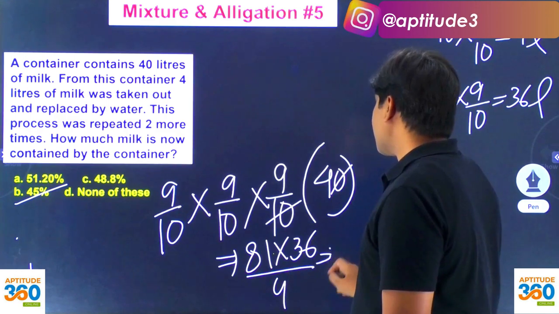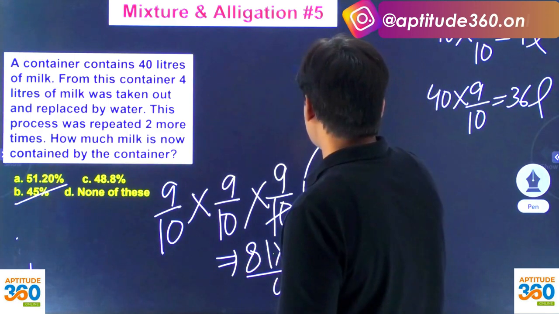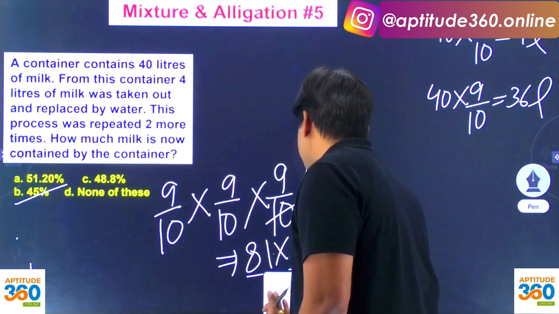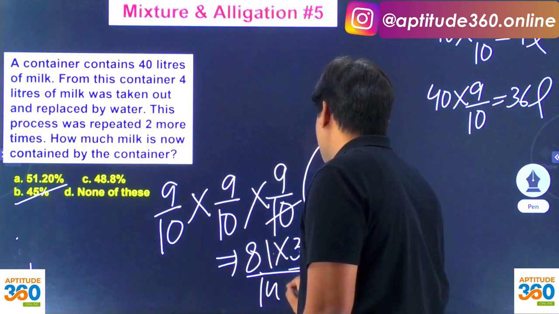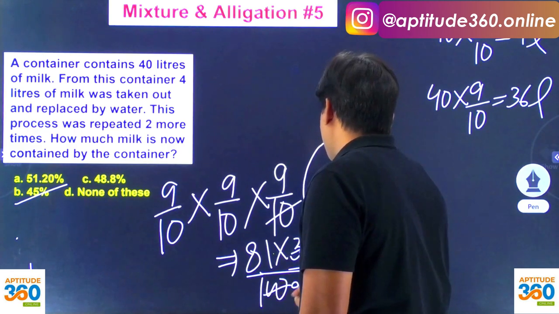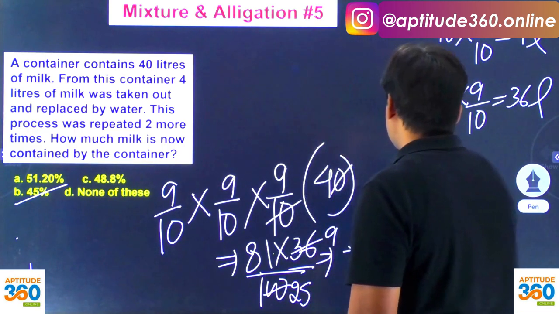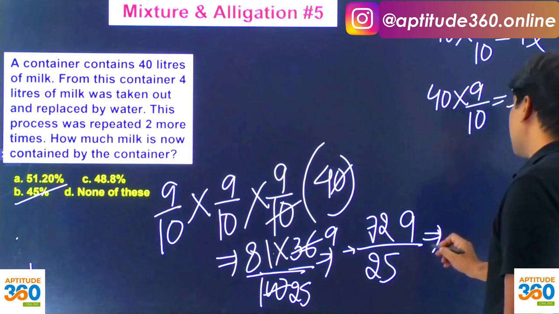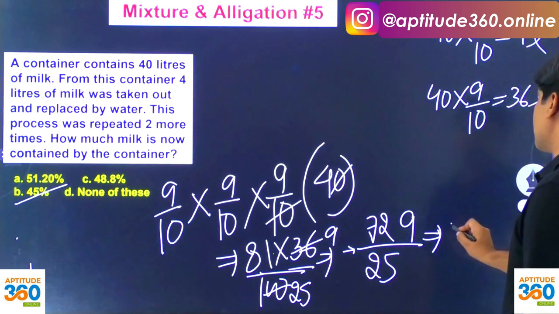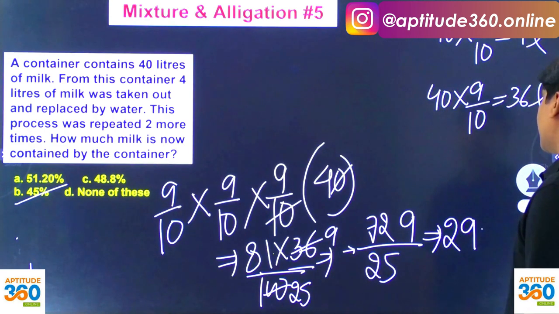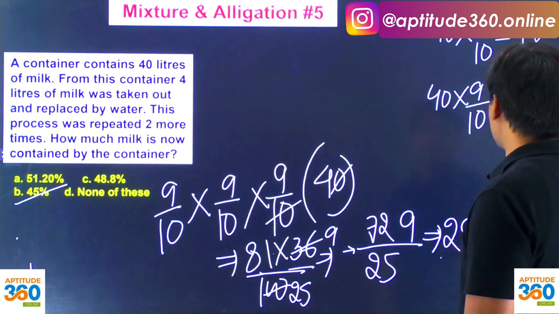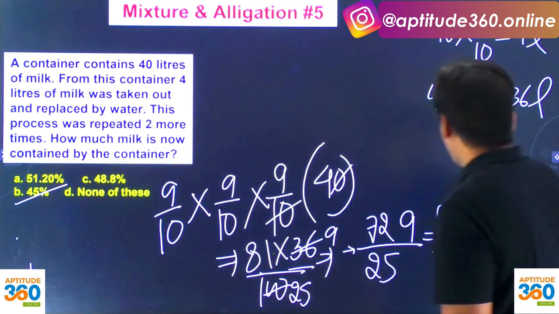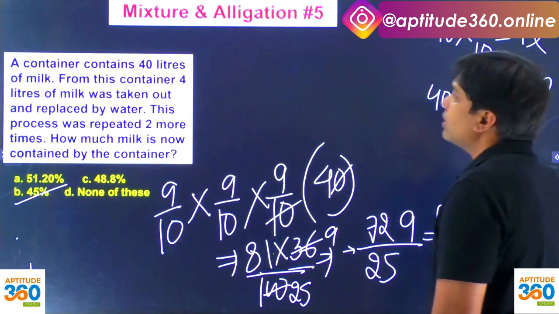You need to simplify this. So this is 100. No, this is 100. This is 9 and then 25. This is 9. 729 upon 25. So 229 point something. So it is not 28, it is 29.16 or something. Please find it out for yourself.